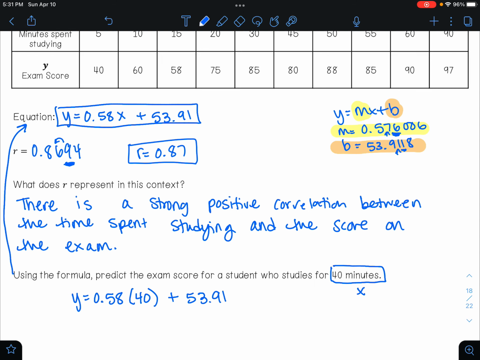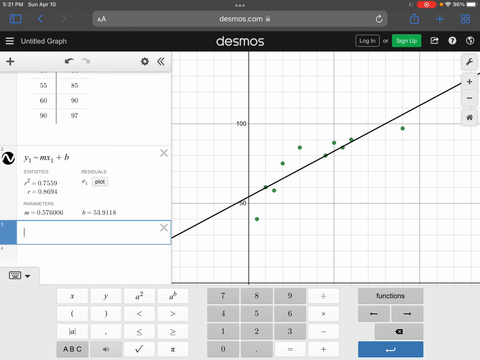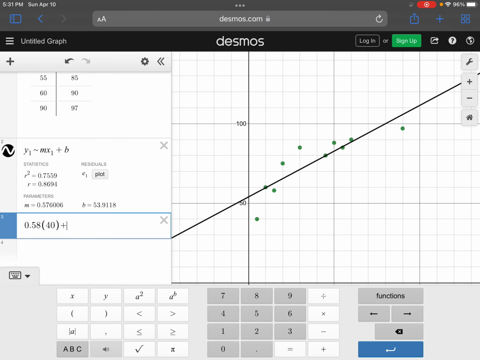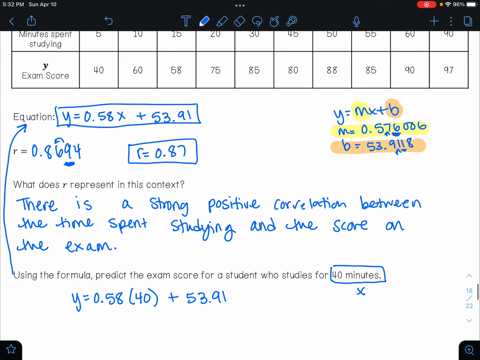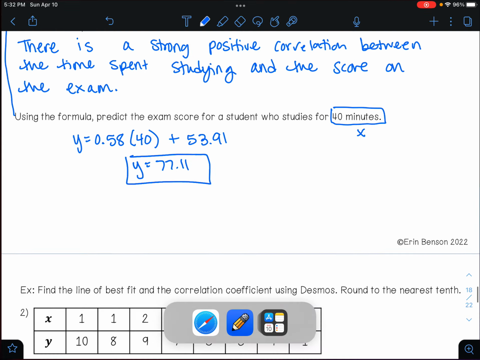So I'm just going to go over to Desmos and type this in. So I had 0.58 times 40 plus 53.91, and I get 77.11. So that means that if someone spent 40 minutes studying for this exam, they could expect to have a score of 77.11 as their score for the exam.